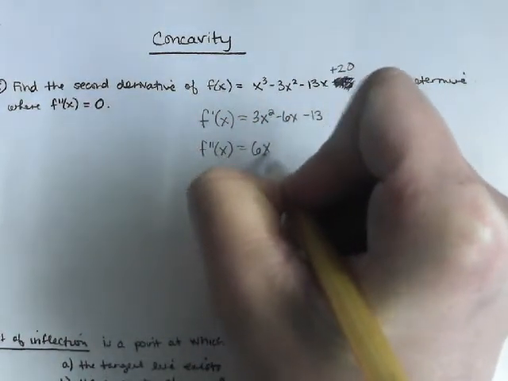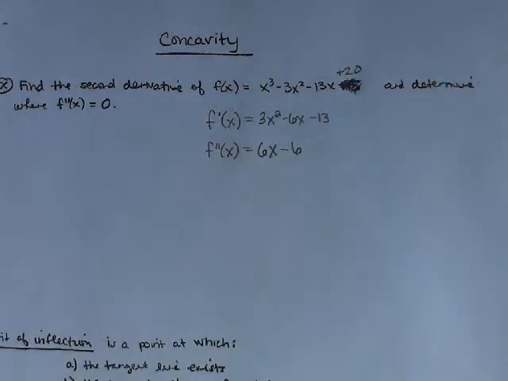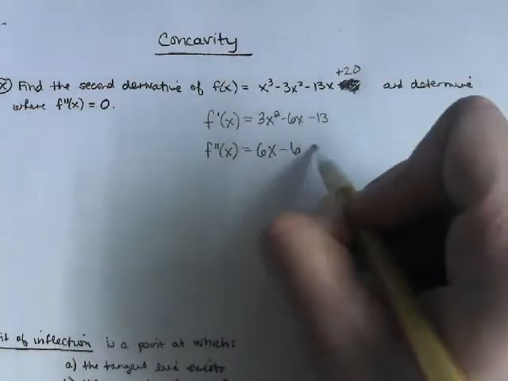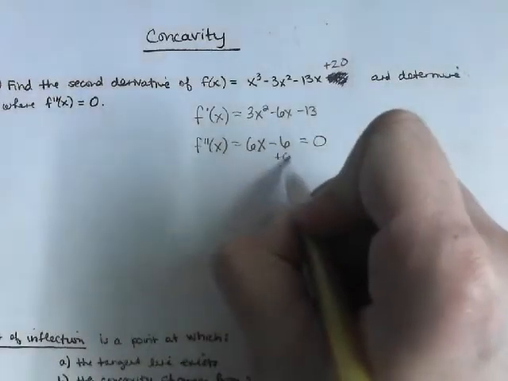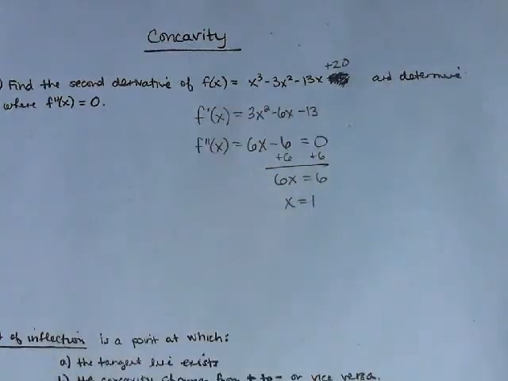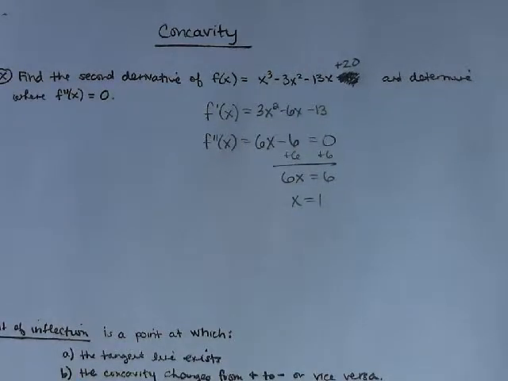6x - 6. 6x - 6, okay. And this wants us to determine where the second derivative equals 0. So set it equal to 0. Solve it. Okay, it's at 1. So I'm going to graph this original function.